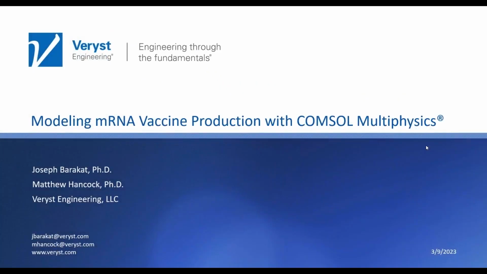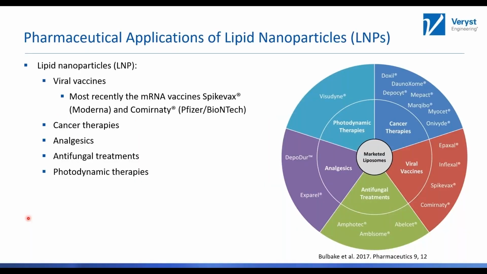So lipid nanoparticles, or LNPs, gained wide public attention as part of the mRNA vaccines for COVID-19. However, LNPs have been used and are continuing to be used in a wide variety of pharmaceutical applications, such as other viral vaccines, cancer therapies, analgesics, and other therapies. And some of those are shown in the diagram here.